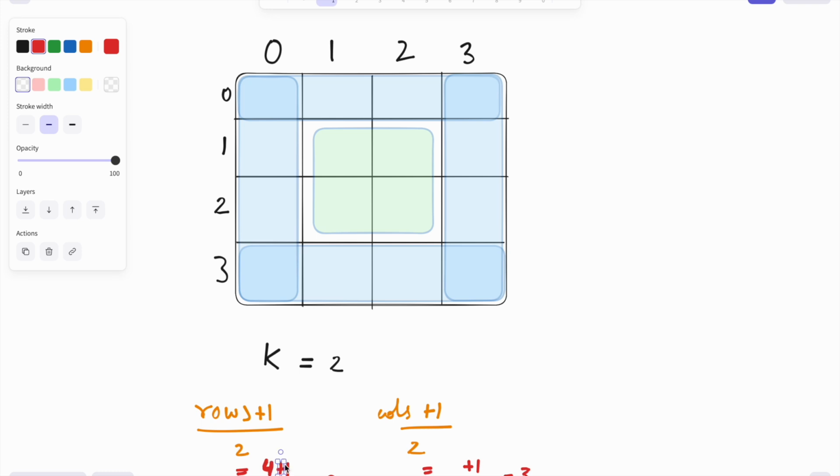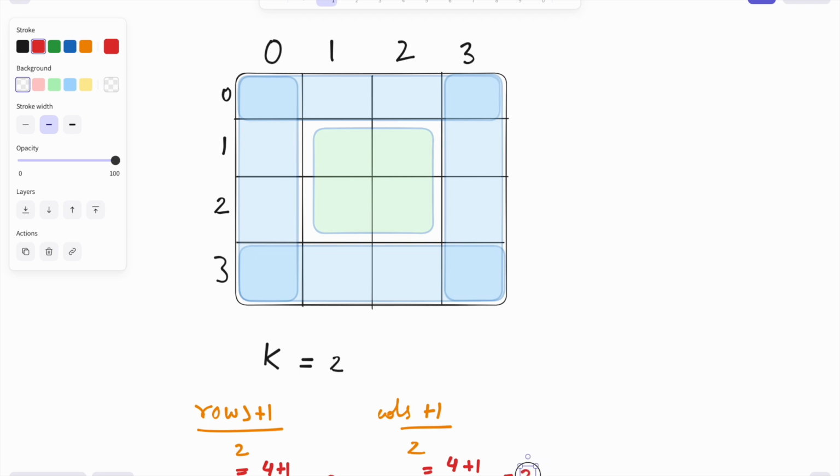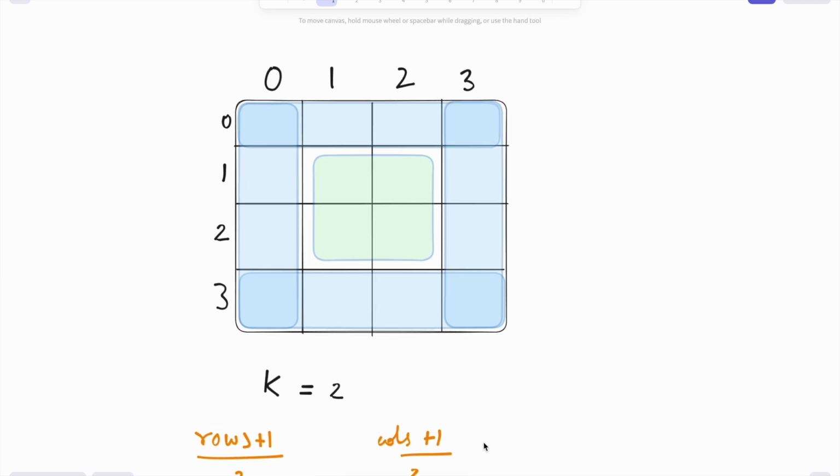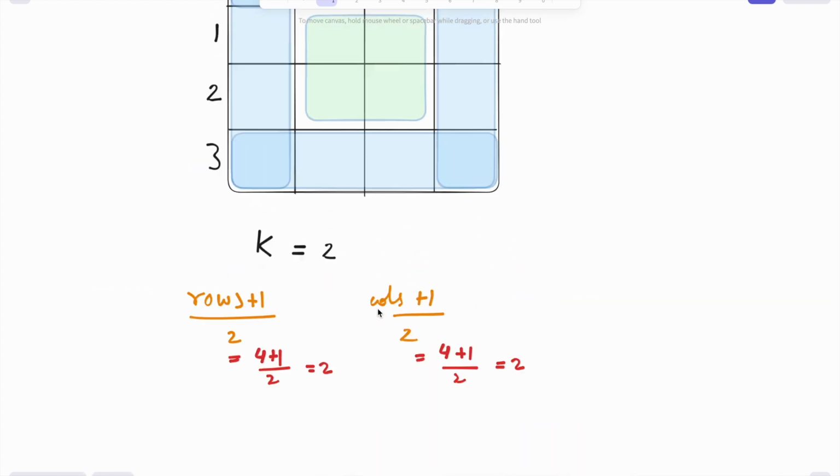You get the logic, right? So it is again 4 plus 1 by 2 for columns, and that will again give us 2, because it's the same, rows and columns are equal. So basically that's our formula: it will be n plus 1 by 2, where n is the number of rows in the n by n matrix. So that is clear.